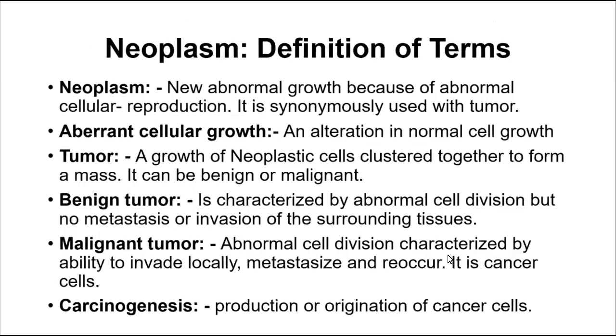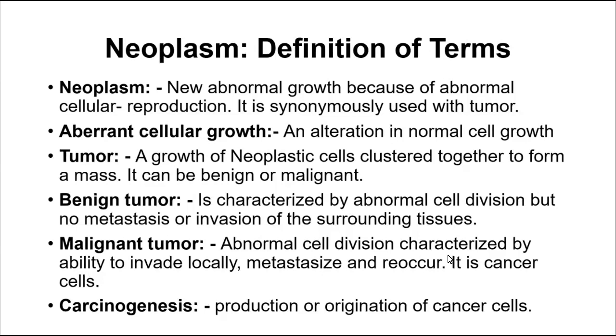And now let's go to neoplasm. Let's go with the definition of terms so that we can understand what we are saying later as we go along with our subject. Neoplasm is a new abnormal growth because of abnormal cellular reproduction. It is used synonymously with tumor. An aberrant cellular growth is an alteration in normal cell growth. So the difference is that neoplasm is a new abnormal growth, while in aberrant cell growth there is a slight alteration in normal cell growth. A tumor is a growth of neoplastic cells clustered together to form a mass.